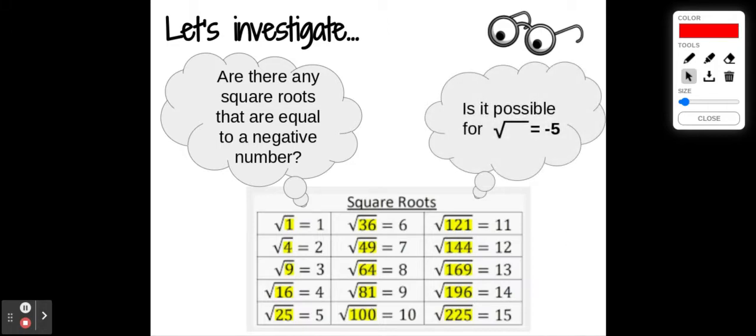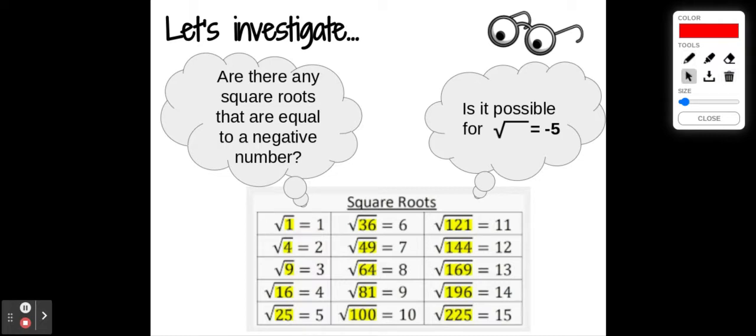Is it even possible for the square root of something to be equal to negative 5? Well, maybe you're thinking right now, well, maybe it is. What if I were to take the square root of negative 25? Would that be equal to negative 5? Well, try it on your calculator. If you type in the square root of negative 25, your calculator is going to tell you error. Actually, try typing the square root of any negative number. That's not going to work.